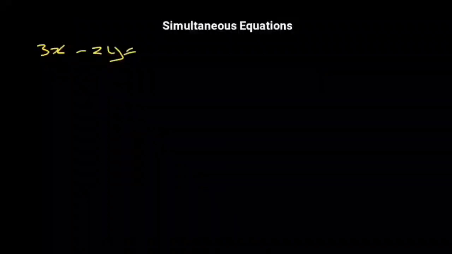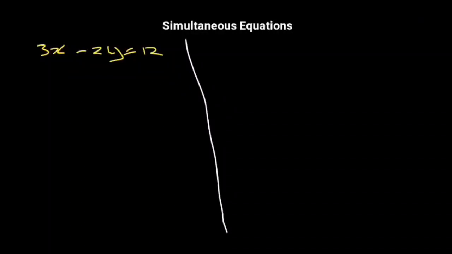So we first write our original equations. Our first equation is 3x minus 2y is equal to 12. And our second equation is x plus 4y is equal to 11. For our first equation, we're going to let y equal 0.